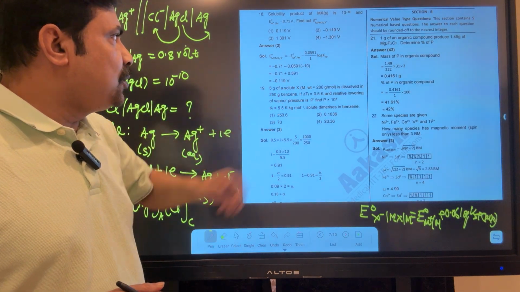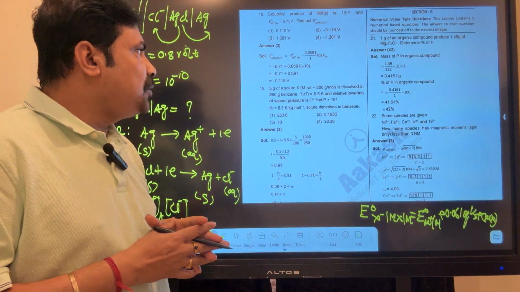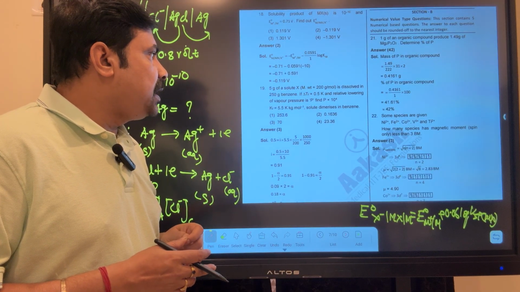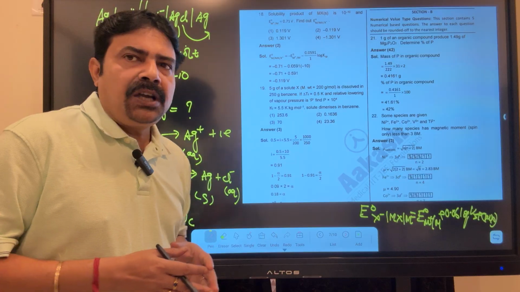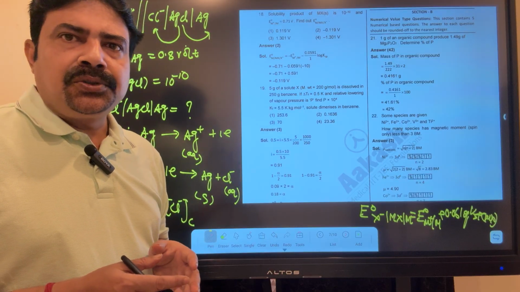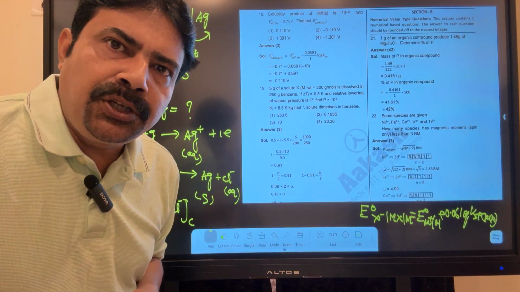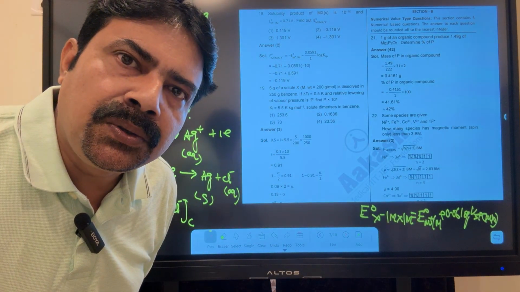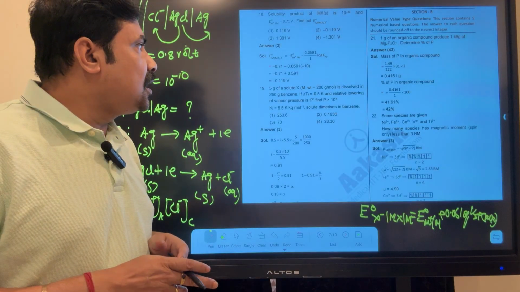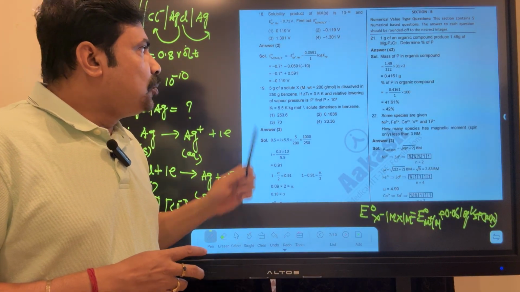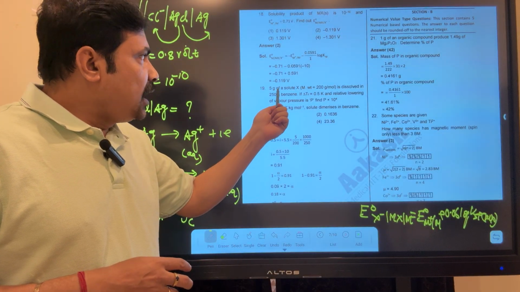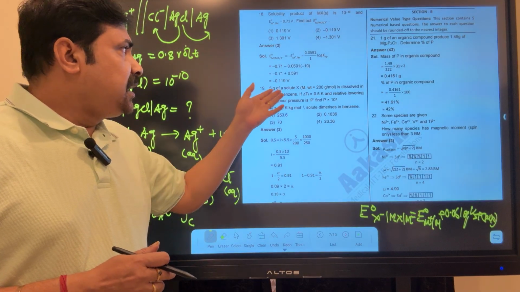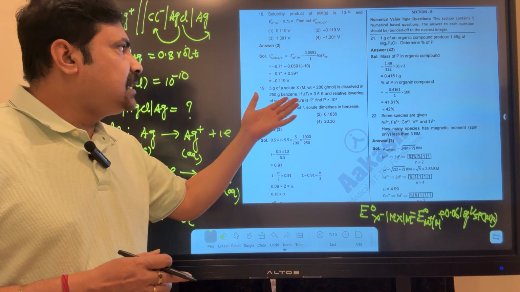This question is very good. 5 gram of solute is dissolved in 250 gram of benzene. Delta Tf is 0.5, and the relative lowering of vapor pressure is asked. What you have to do? First, delta Tf will be equal to Kf into molality into i. Molality you can easily calculate as number of moles of solute divided by weight of solvent in kg, and then you will get the i value.